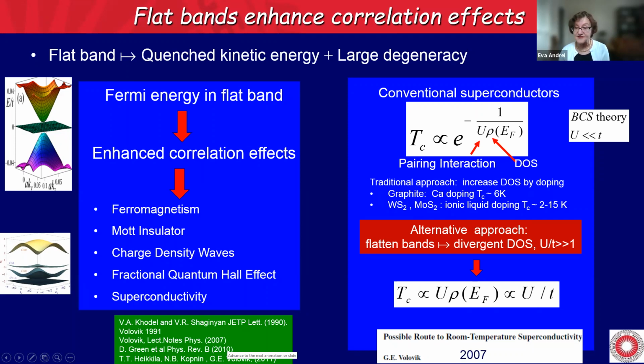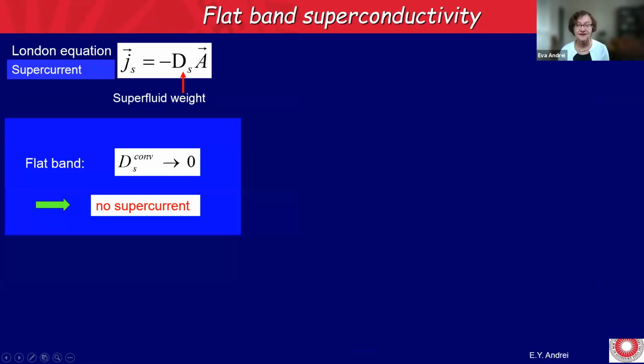Is this actually possible? Okay, you can get maybe the temperature where the pairing occurs between Cooper pairs to be very high, but is it going to be useful? Are we going to have a critical current? Now, if you look at the London equation, it tells us the supercurrent density is proportional to the superfluid weight. A here is the vector potential. So if you have a flat band, the superfluid weight is inversely proportional to the effective mass, which is basically the inverse curvature of the band.